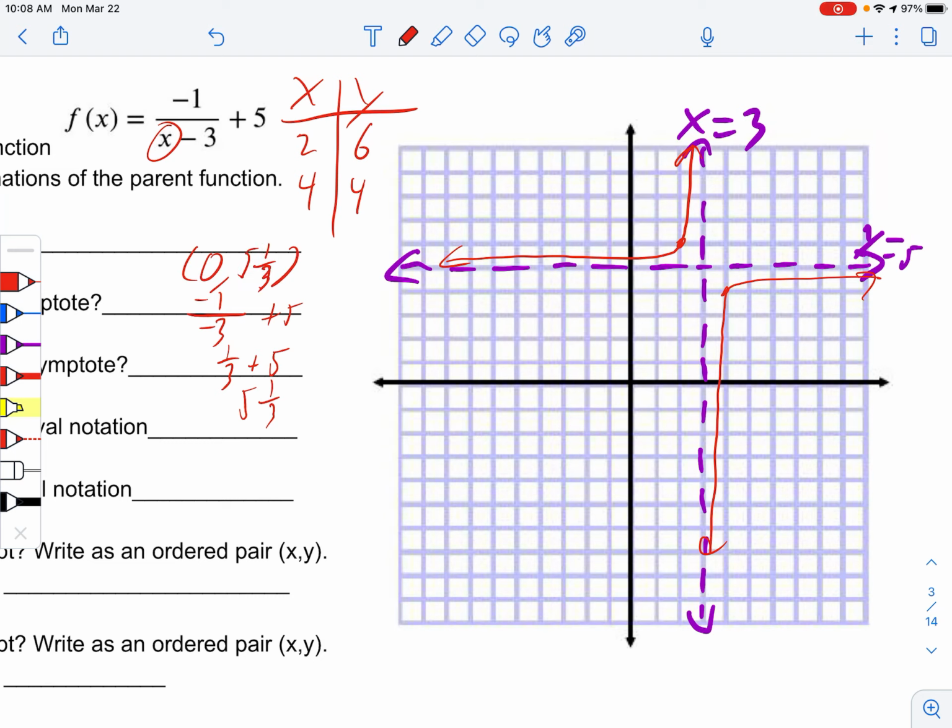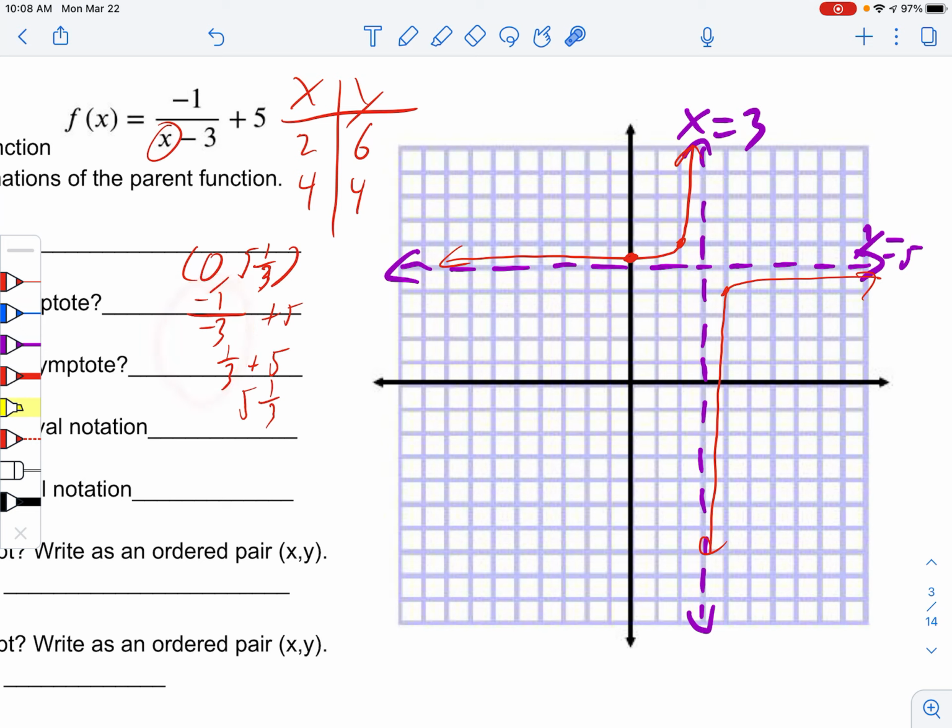Now I have the graph here because it's really critical that when you do that calculation that you check to make sure it matches your graph. So the y-intercept of 5 1/3 is just above 5. It's just above that vertical asymptote. So it's right in here. So that makes sense.